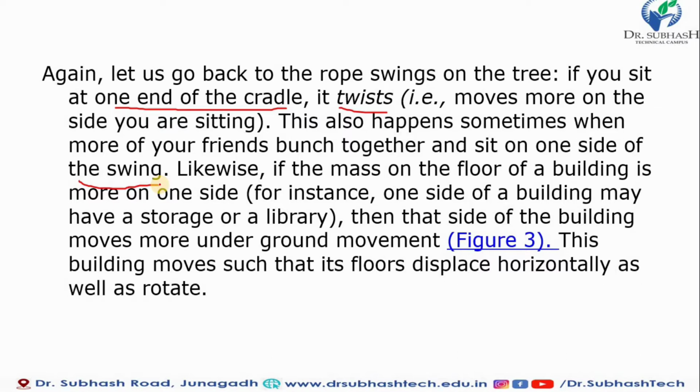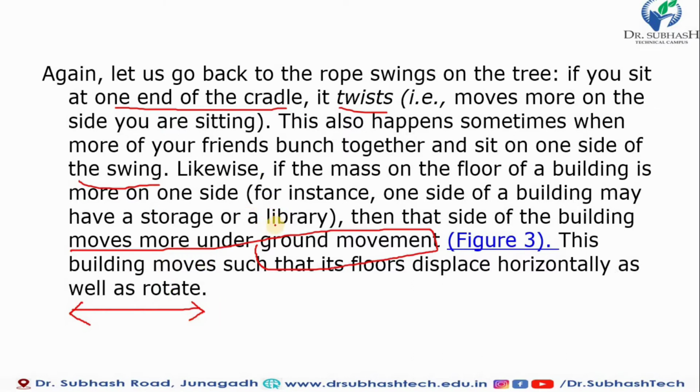Likewise, if the mass of the building floor is more on one side, we cannot keep the floor equal in a particular story. Now at any corner or any joints, the mass may be heavier compared to the rest of the building floor. Then what happens? For instance, one side of the building may have storage, a library. Then that side of the building moves more under the ground movement of the shaking. Now this building moves such that the floor displaces horizontally as well as tries to rotate, and that will be a very dangerous effect during the earthquake.